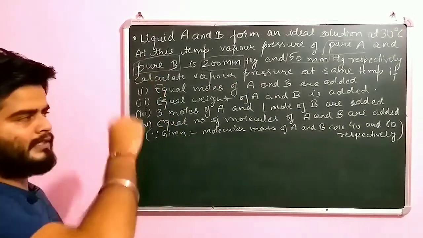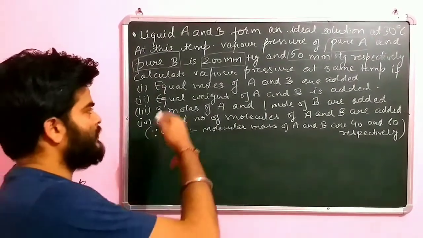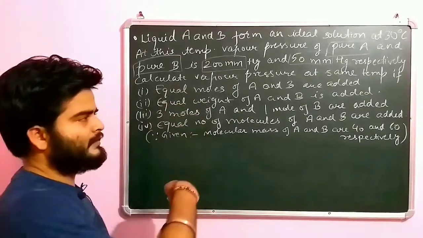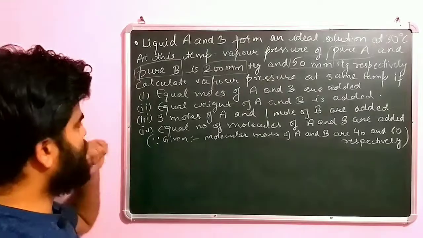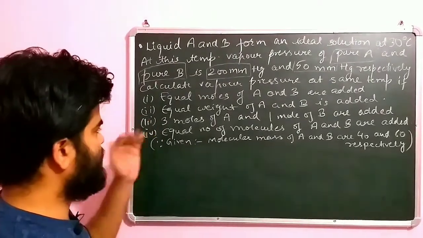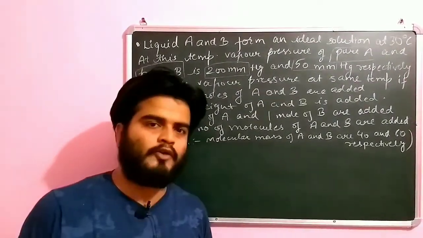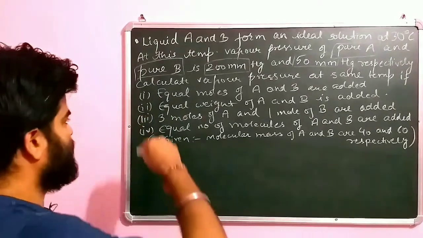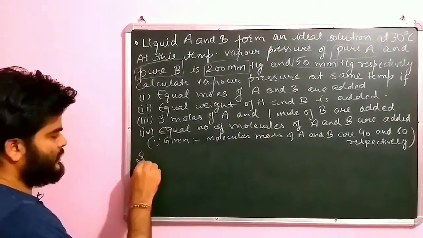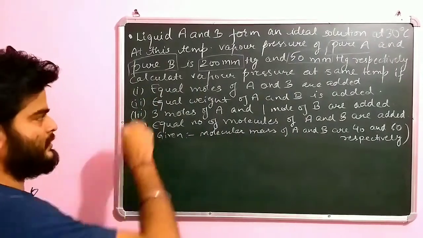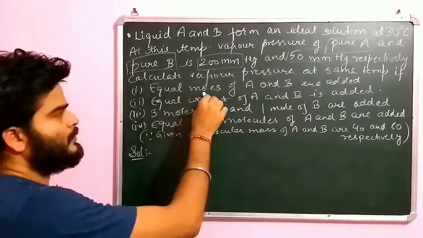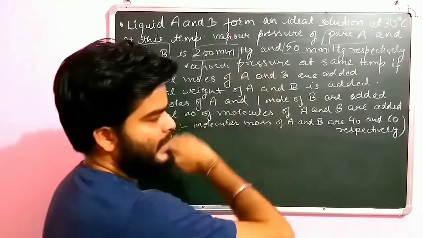These are the four cases. Students, we will solve one by one, and I think after solving first and second part, next two parts you are able to solve them. So we will start with the first part. We have to calculate vapor pressure in all these cases. So first case is when equal moles of A and B are added.